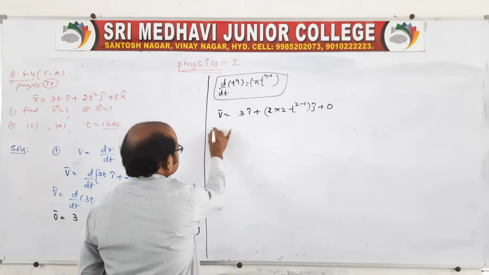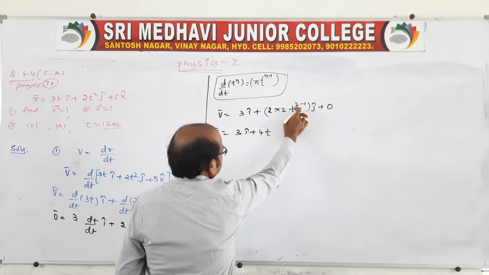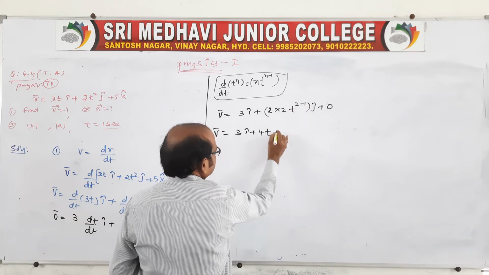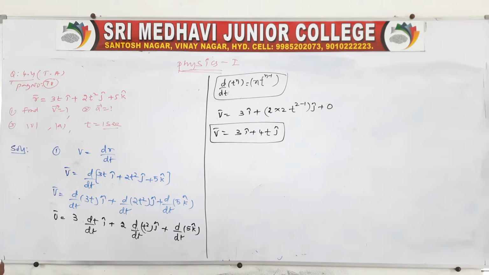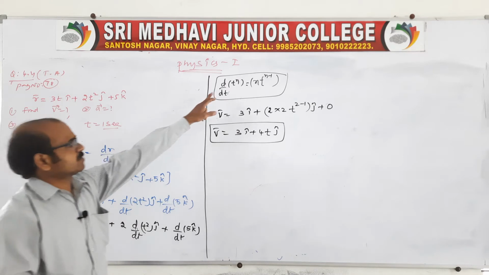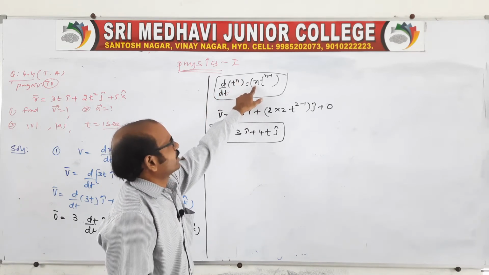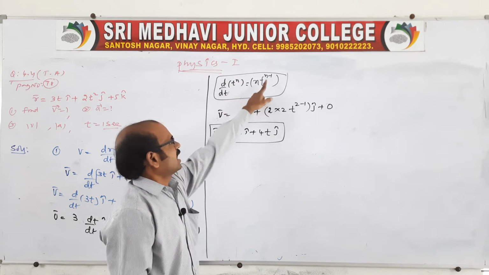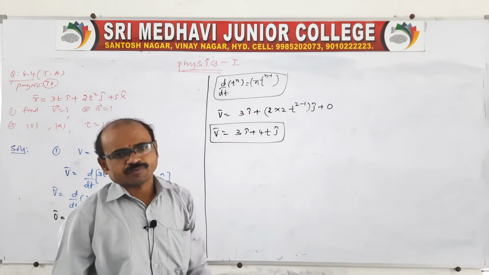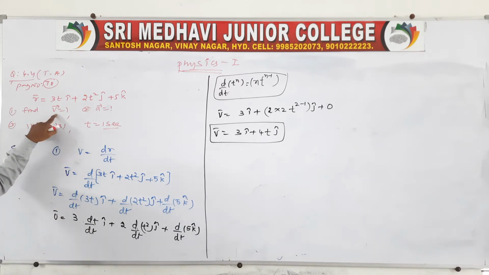Therefore v bar is equal to 3 i cap plus 2 into 2, that is 4t, t power 2 minus 1, we get 1, j cap. This is the velocity vector. It is the differentiation method in mathematics. If the power is n, you take the power as the coefficient, write the given coefficient, and subtract 1 from the power. You do it like that. This is the velocity; the first one is over.